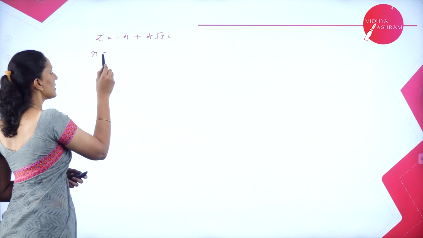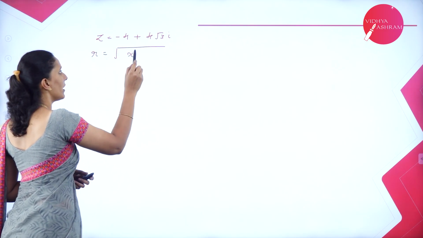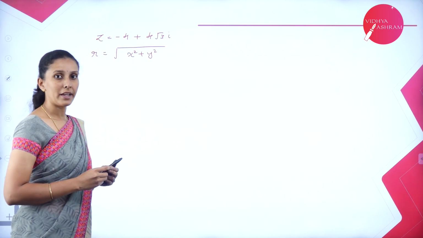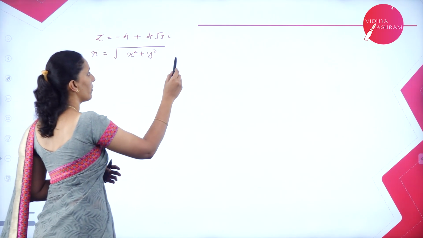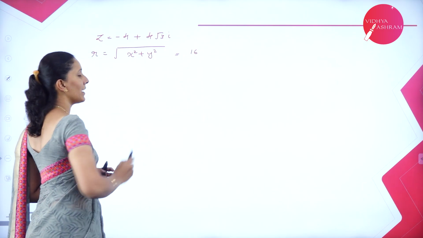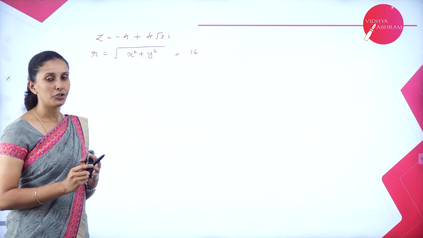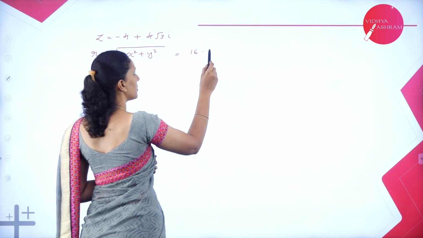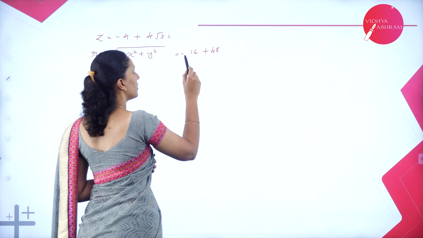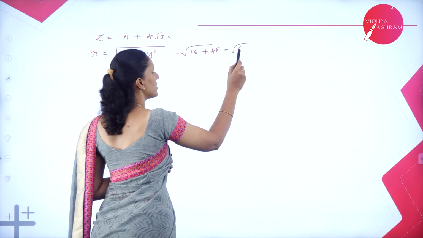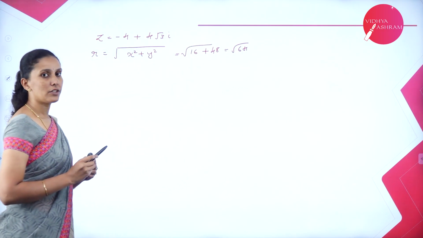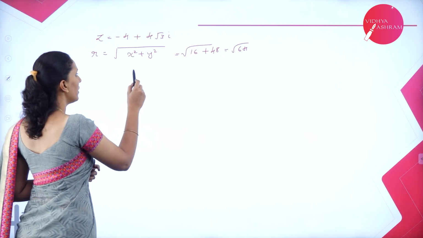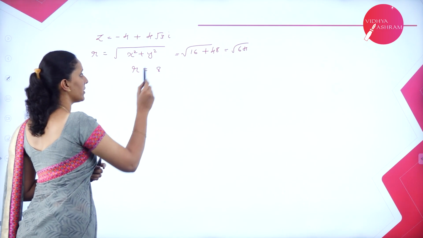We know that r is equal to square root of x square plus y square. So in the place of x we have minus 4 whole square is 16. Next, in the place of y, we have 4 root 3, which becomes 4 square into 3, that is 16 3s are 48. So plus 48, you will get this as root 64. So square root of 64 is 8. Since r has to be taken as positive, we will take r is equal to 8.